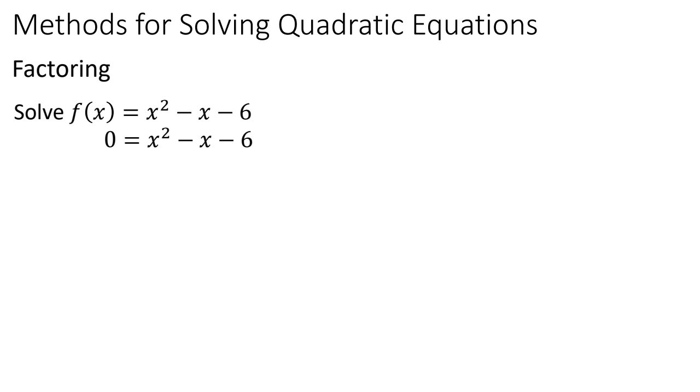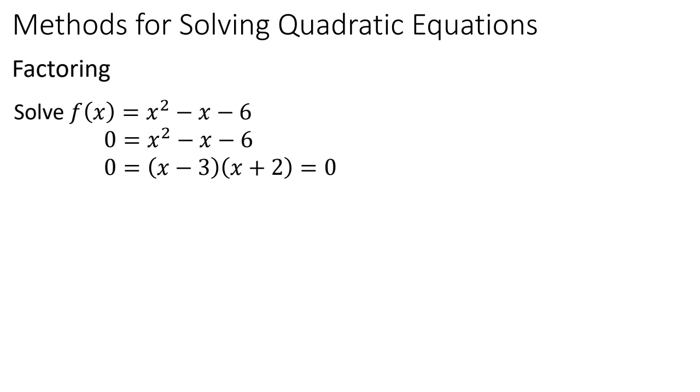Sorry, no, not negative 6 and 1. I can't do that one. It's negative 3 and a positive 2. Negative 3 times 2 gives me negative 6, and negative 3 plus 2 gives me negative 1. So here I have a product that should equal 0. The only way that these two can equal 0 is if either of these two x values gives me 0.